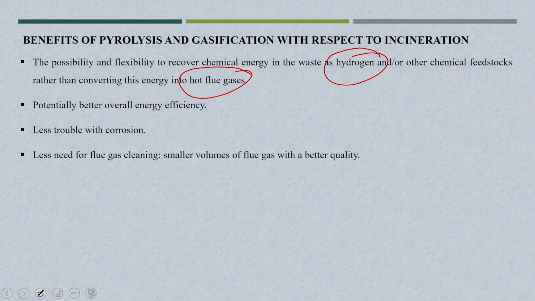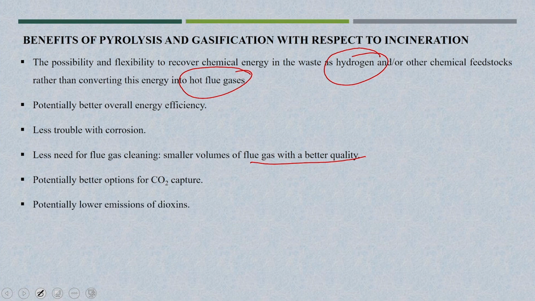Corrosion is a major problem because a lot of volatile metals are also generated into the flue gas. Less need of flue gas cleaning in gasification and pyrolysis processes, because of the small volume of flue gas with a better quality. Potentially a better option for CO2 capture also, and potentially lower emission of dioxin. This is also one of the important ones.